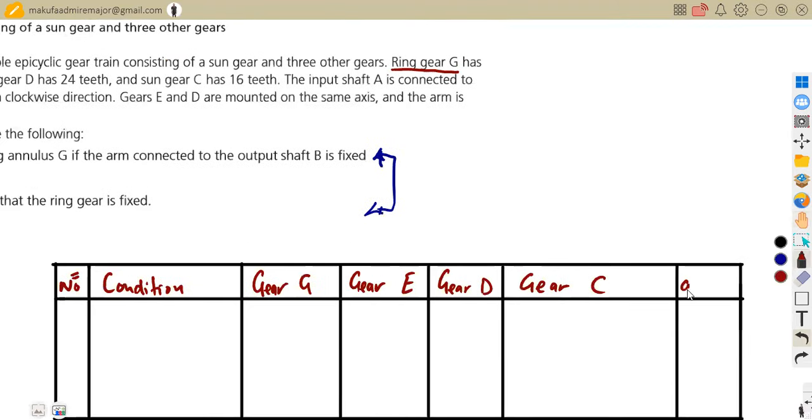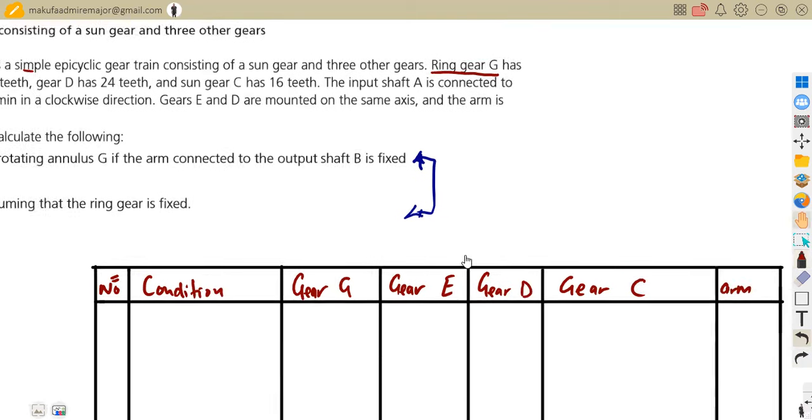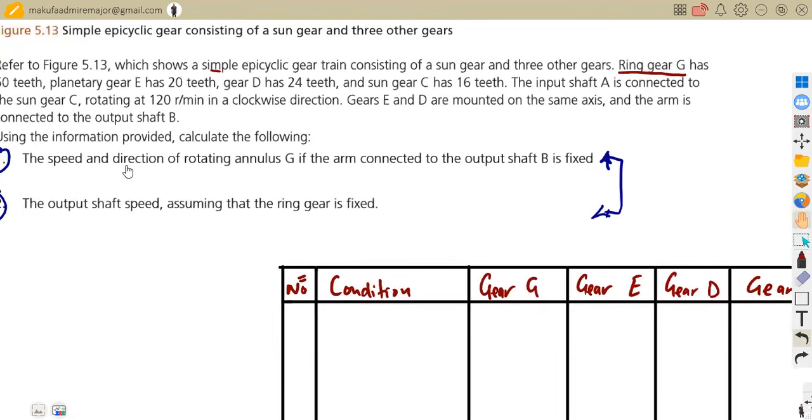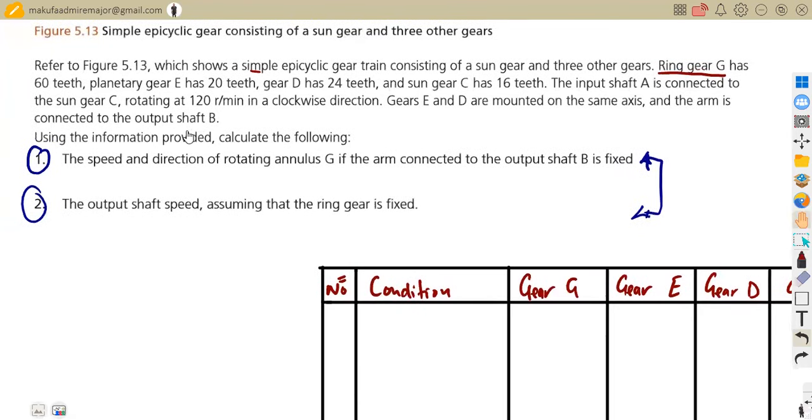So we are going to consider the arm in this case. Let us take our information. It's working on the output, in this case of the arm. The arm is connected to the output shaft B. So we are dealing with the output shaft, which is B.